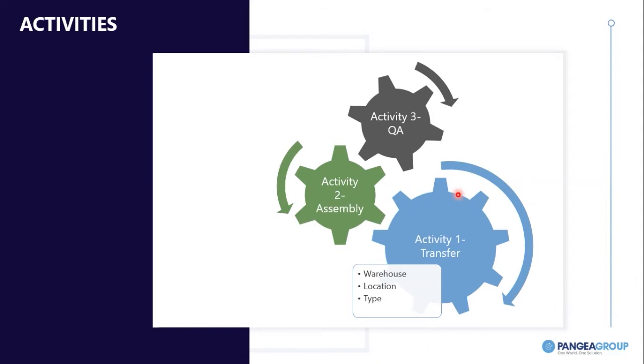The first one is an activity of transfer, where a finished product, or in this case a raw material, will be transferred from a warehouse or location where it's stored to another warehouse where the production will take place, or a manufacturing process, which in this case will be the assembly of a new part. And then the activity that will take place is a quality control one.